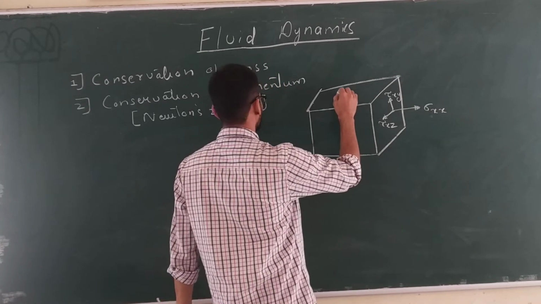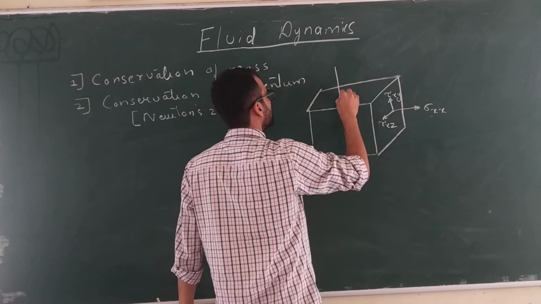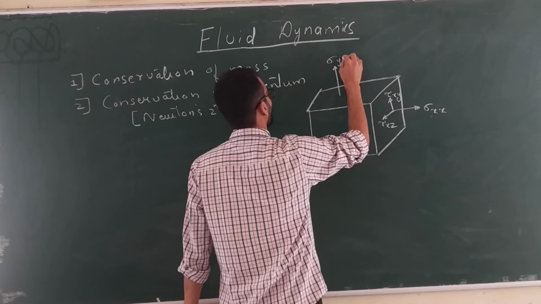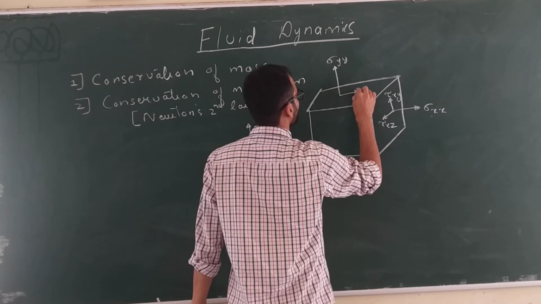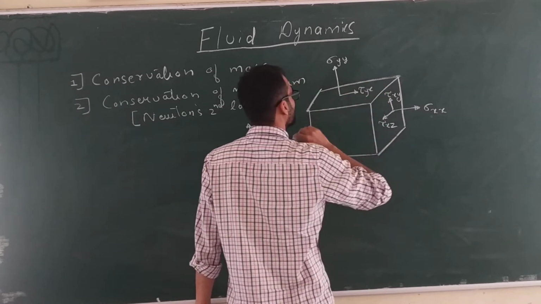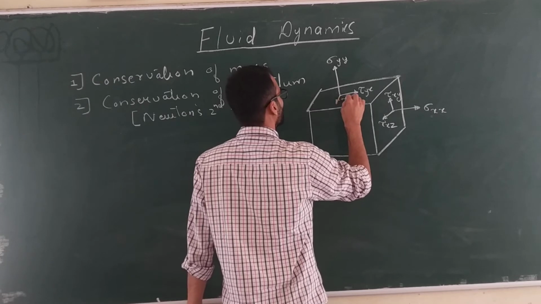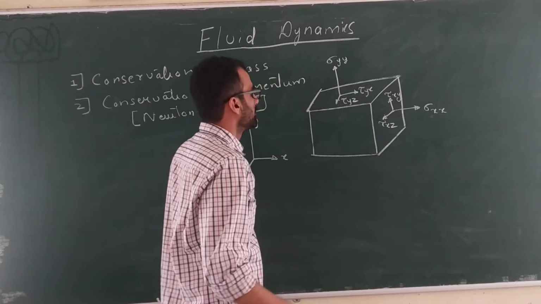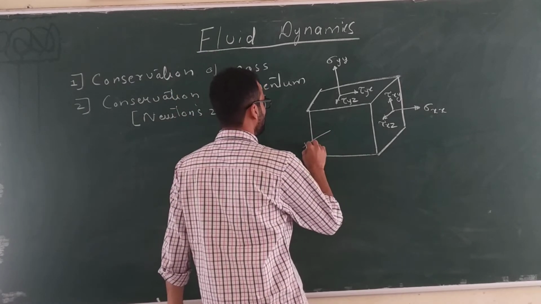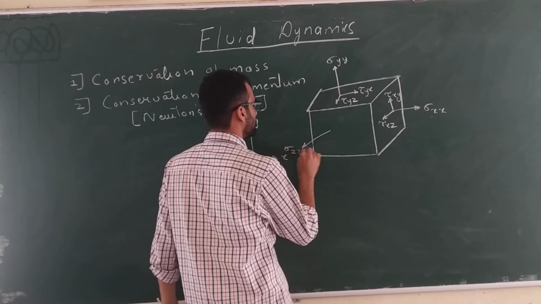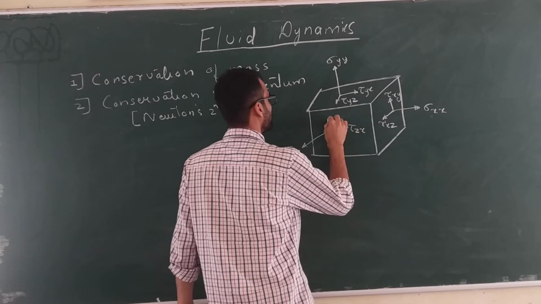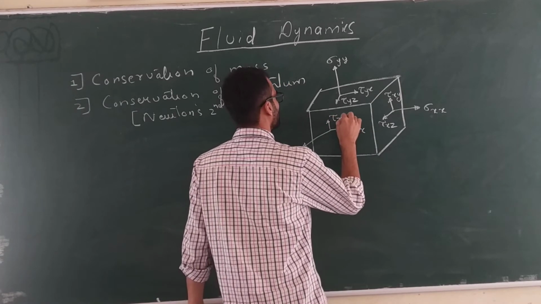Another plane is this top plane to which the y axis is normal. So what will be the normal component here? It will be sigma yy. Then again two tangential components: this will be tau yx and this will be tau yz. Similarly, on this plane to which the z axis is normal, one will be sigma zz, second will be tau zx and third will be tau zy.